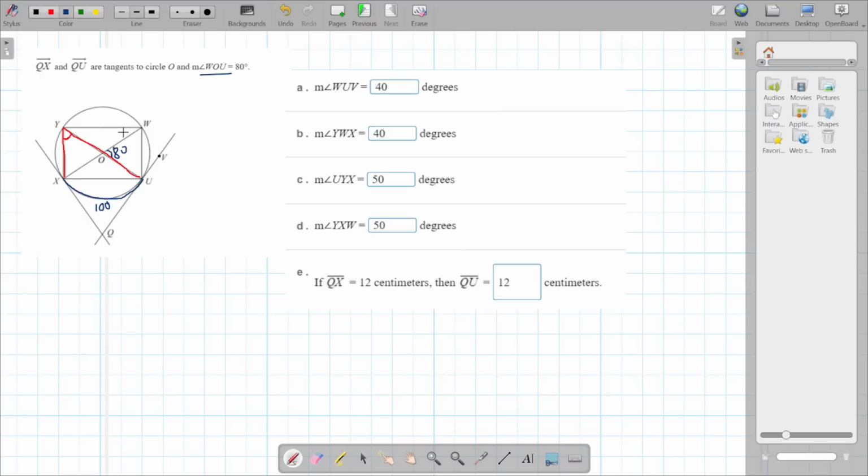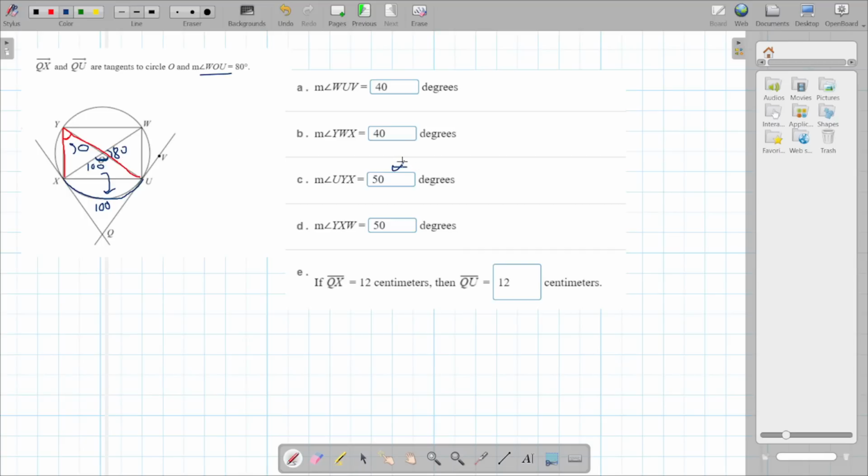We said this is 80. Okay, and this is a straight line, obviously, right? So how much is this going to be? It's going to be 100, right? And the measure of the arc corresponds to the central angle, so this is 100. So the red arc inscribes it, so it's going to be half of it, so it's going to be 50.